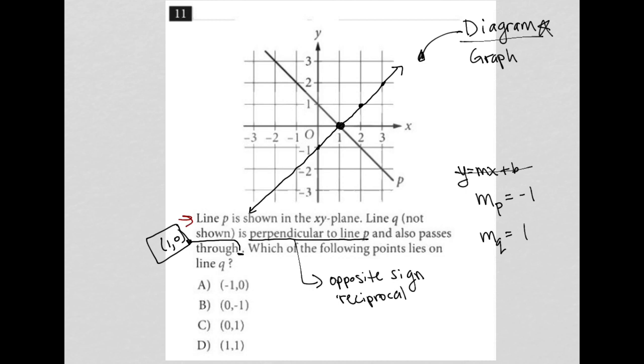So the question says, which of the following points lies on line Q? Well, let's just test them all out. How about negative 1, 0? Well, that's here. That's not on line Q. 0, negative 1 is here. That is on line Q, so I like that one. 0, 1 is up here. That's not on line Q. That's on line P. And 1, 1 would be here, which is on neither of the lines. So the correct answer here is choice B.